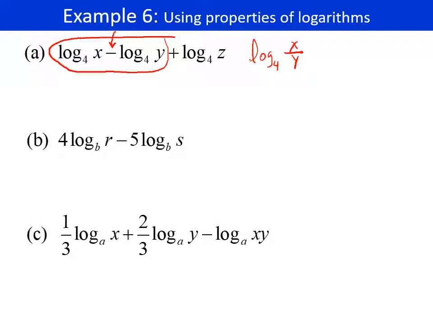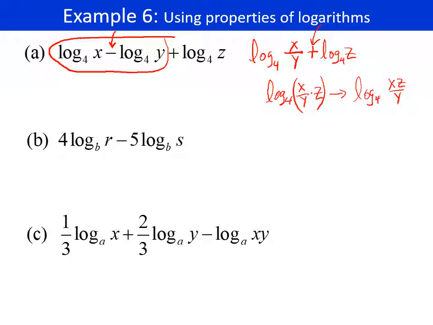Now that still has the log base 4 of z added on to it. However, using the properties of logarithms, the plus says we can put these two together into one by multiplying the x, y, and the z. Now that can be written as the log base 4 of x, z over y.